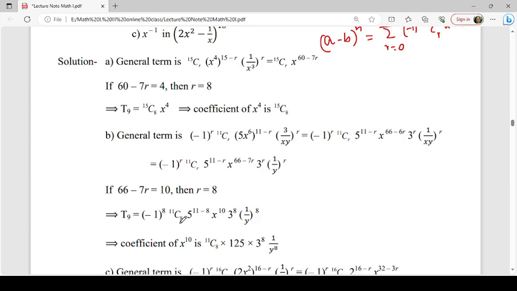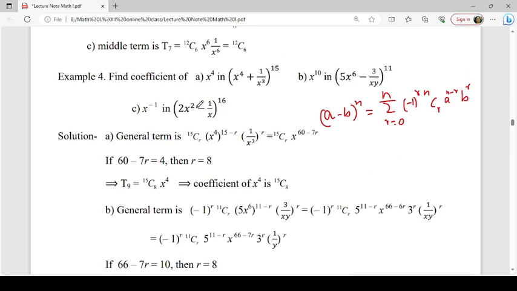So coefficient means, we omitted the x part. This is 11C8, then 5 to the power 3, then 3 to the power 8, and 1 by y to the power 8. So this is the coefficient of x to the power 10.